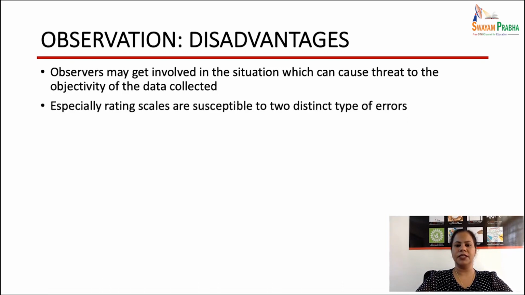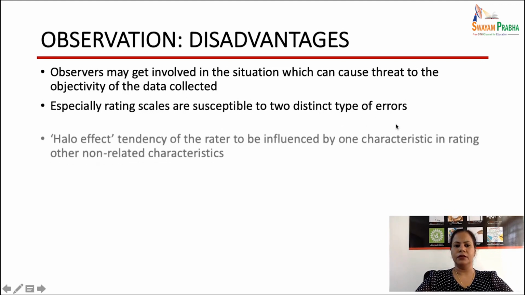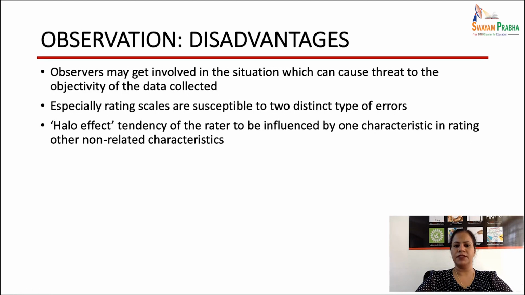Then, especially, rating scales are susceptible to two distinct types of errors. If we are using a rating scale, it can cause certain types of errors. One is the halo effect, that is, the tendency of the rater to be influenced by one characteristic in rating other non-related characteristics.